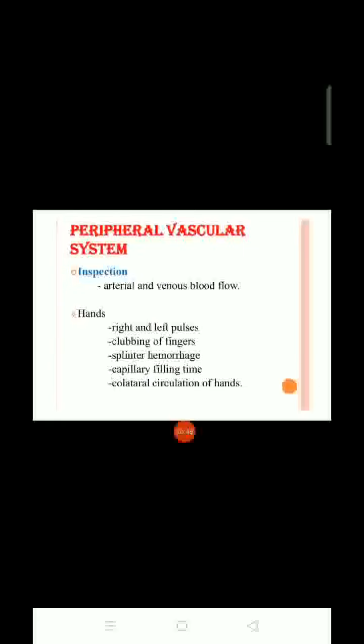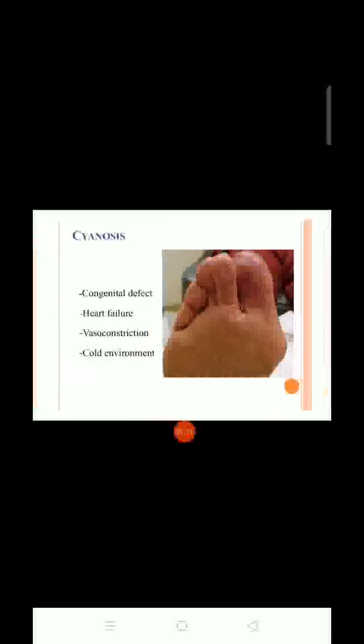Next one is the peripheral vascular system. In this, there is an arterial inspection, and an inspection of arterial and venous blood flow. In the hand, there are right and left pulses, clubbing of the finger, splinter hemorrhage, capillary filling time, collateral circulation of the hand. This is the peripheral vascular system.